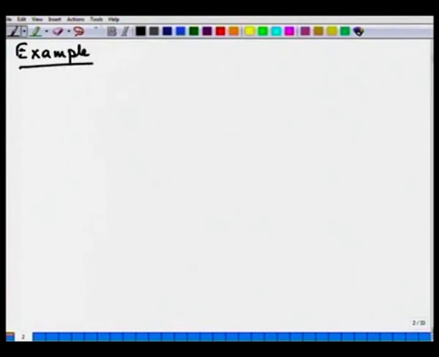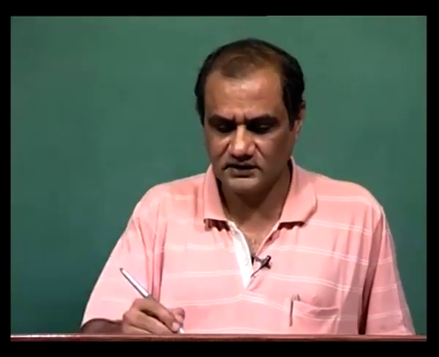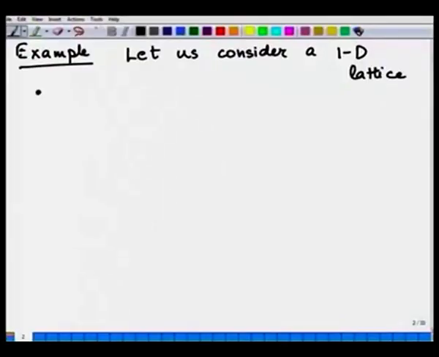Let us consider a one-dimensional lattice. What does that mean? Let us say that my lattice, to keep it simple, initially to understand what we are trying to do, let us assume that the lattice is one-dimensional, and then eventually I will go to three-dimensional real lattices. So let us say this is what I mean.